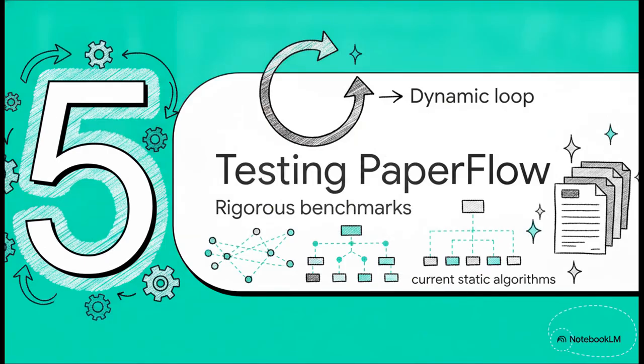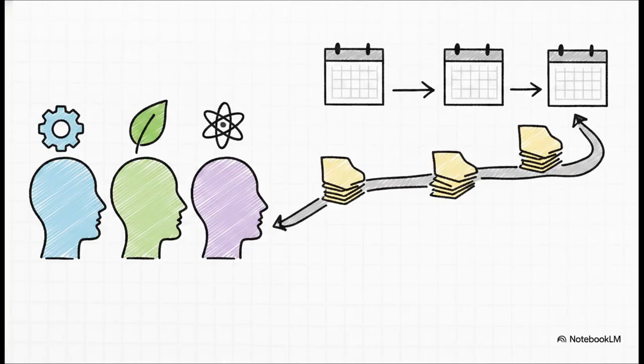Section 5. Testing PaperFlow. Rigorous benchmarks. But the real question is, does it actually work better than what we already have? To test this out, the researchers set up a highly rigorous benchmark. They didn't just test one type of user. They simulated 24 incredibly diverse researchers across AI, biology, and physics. They ran them through 50 daily paper streams, resulting in 1,200 user day episodes.